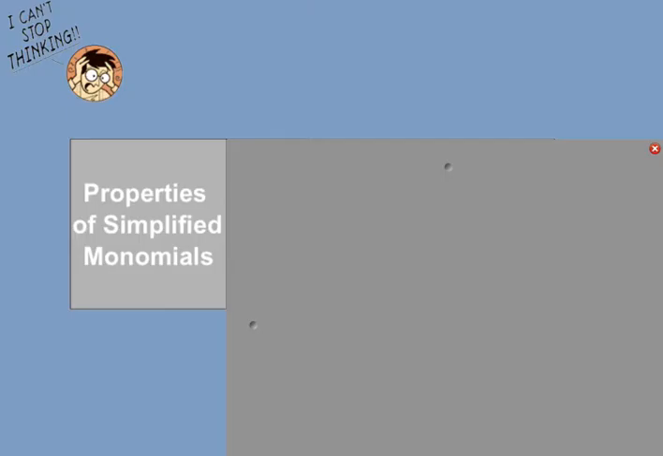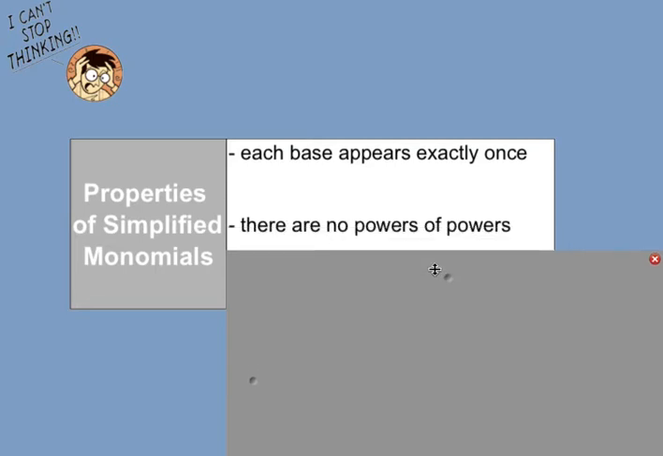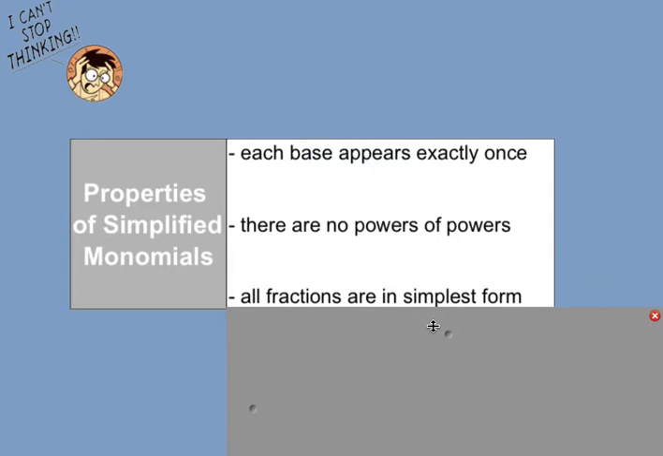So let's take a look. What are our rules for simplified monomials? This is kind of like your checklist as you're going through. Am I done with this problem? Well, you need to make sure all of the following are true. First, that each base appears exactly once and only once. Second, that there are no powers of powers, so you're not raising something to another exponent. You need to completely get rid of that by multiplying. And lastly, that all fractions are reduced or in simplest form. So you don't want to leave any unreduced fractions. And once those are true, you can completely simplify the monomial.